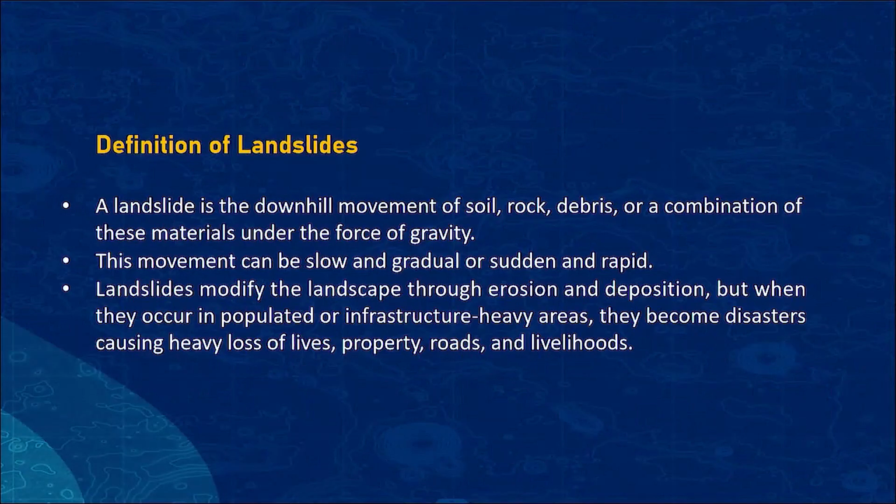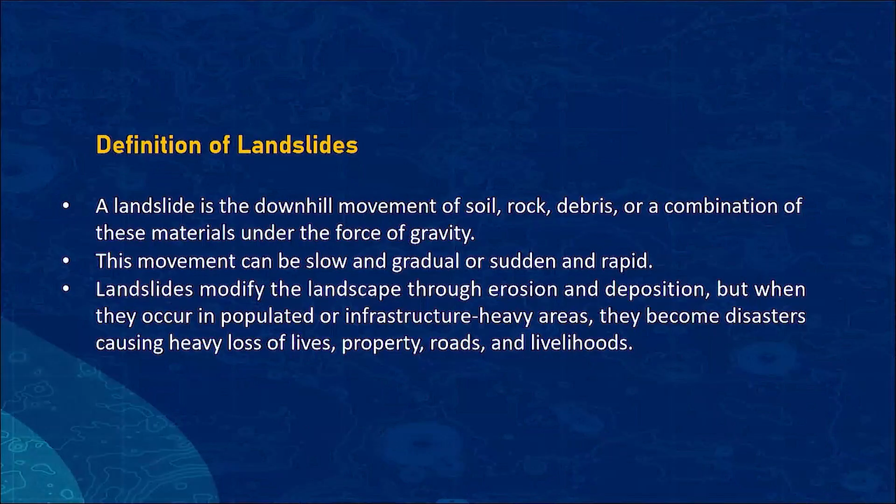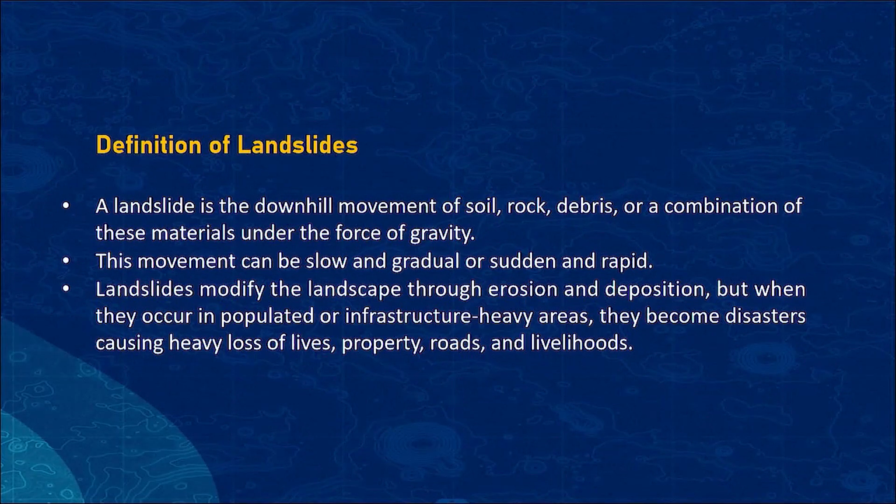Let us start with the definition of landslide. A landslide is the downhill movement of soil, rock, debris, or a combination of these materials under the force of gravity. This movement can be slow and gradual or sudden and rapid, such as debris flow, rockfall, or avalanche. Landslides modify the landscape through erosion and deposition.